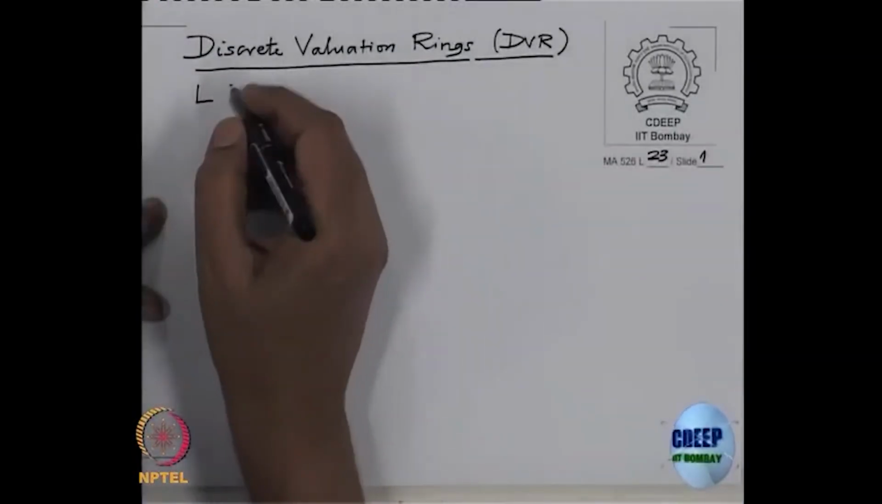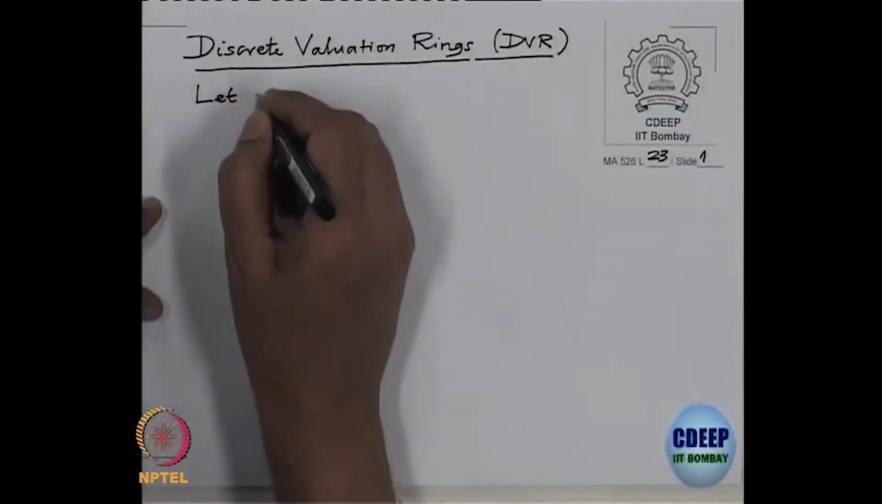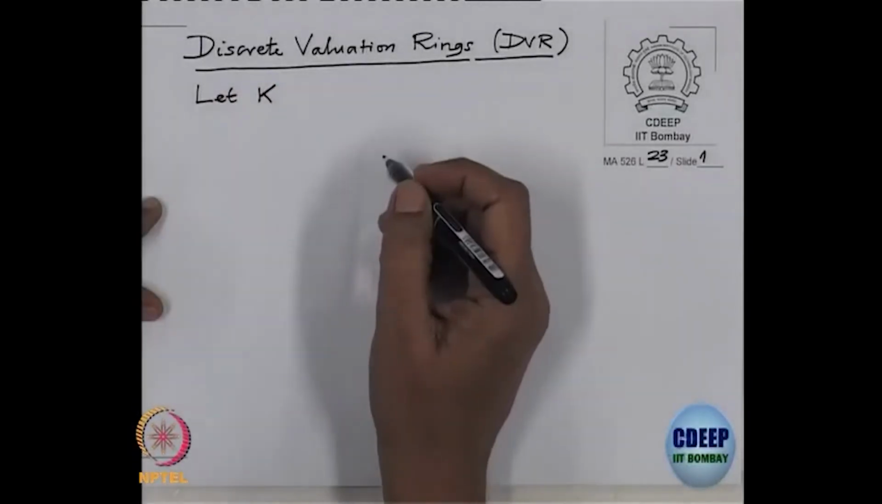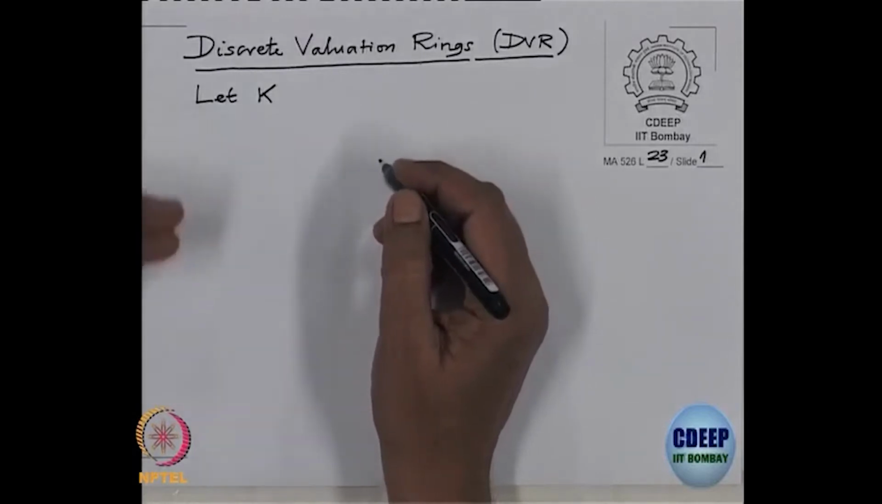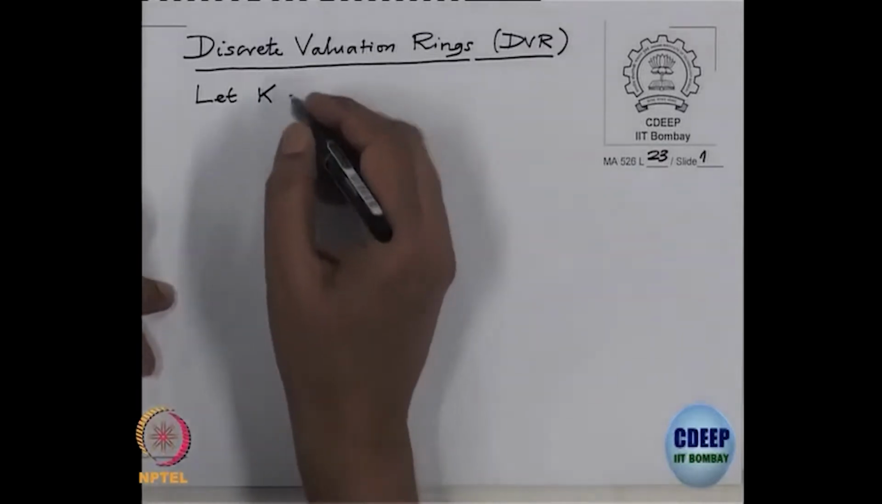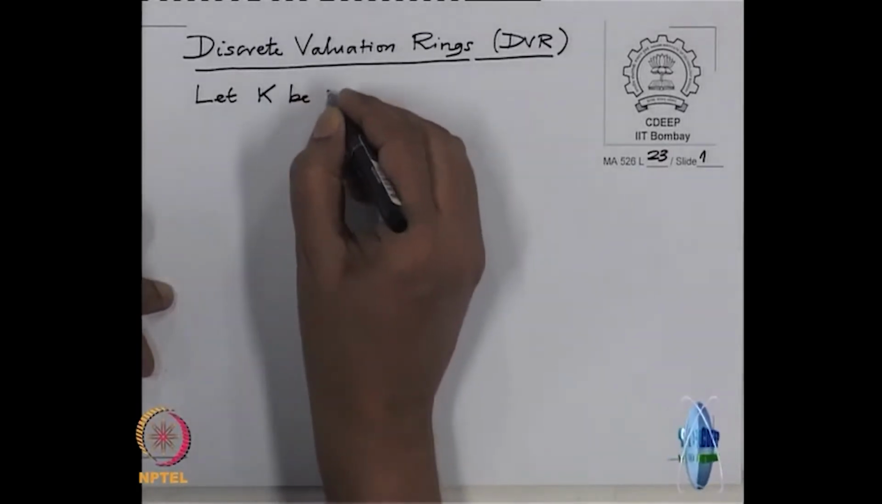We will do today discrete valuation rings. Some of this might be repetition for you, but still I want to do it for the sake of completeness. So, let K be a field. I will give a connection between the discrete valuation rings and normal domains, and then in the next lecture probably we will start Dedekind domains.